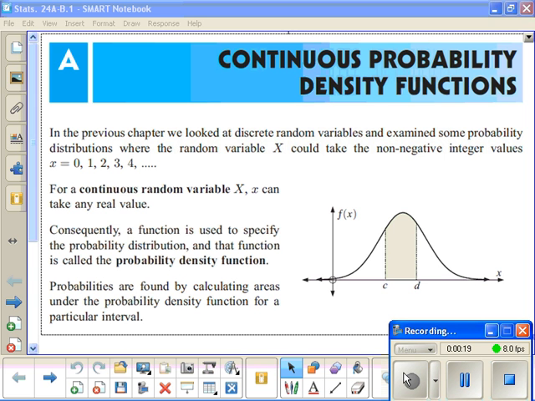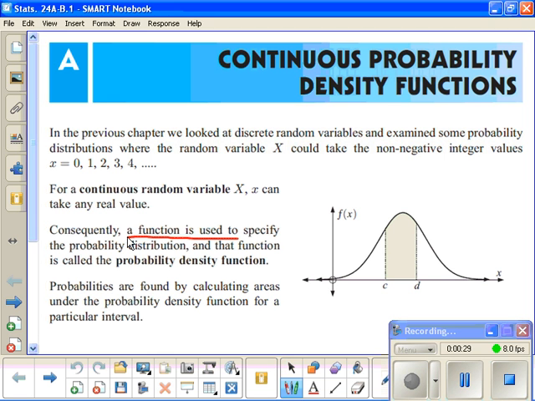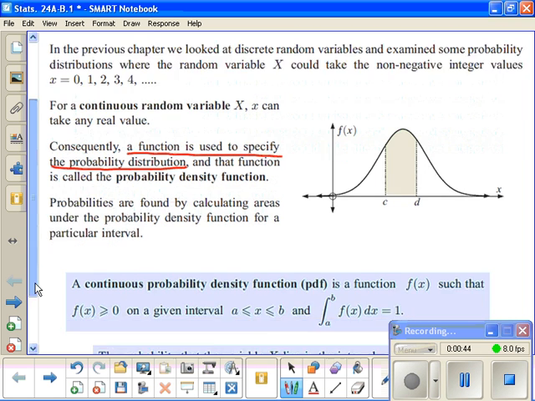So what's the difference between discrete and continuous? Discrete, remember, is things we can count. Continuous is things we have to measure. Okay? And a probability density function is a function used to specify the probability distribution. Probabilities are found by calculating areas under the probability density function. So again, here's that calculus coming back: area under the curve over a particular interval.